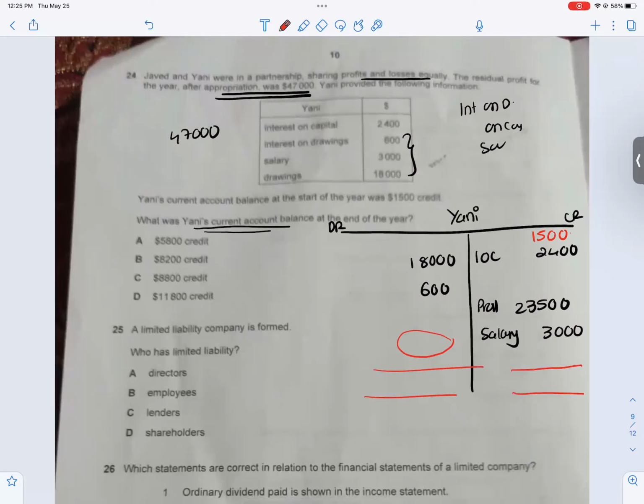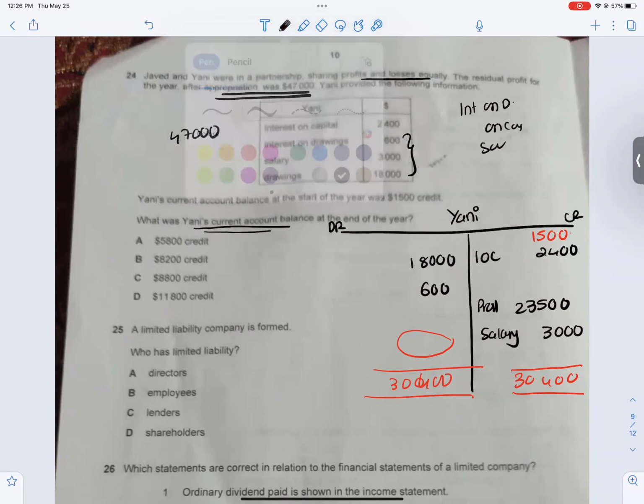So what is her closing balance? I will add all the things on the credit side: 1,500 plus 2,400 plus 23,500 plus 3,000. It's 30,400. 30,400 minus 18,600. So it is 11,800.